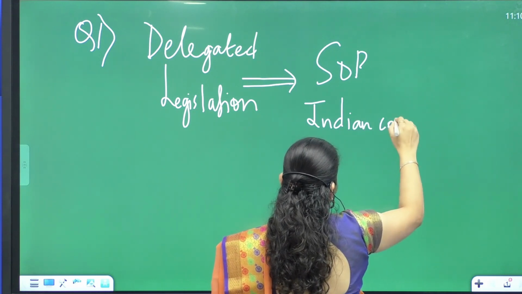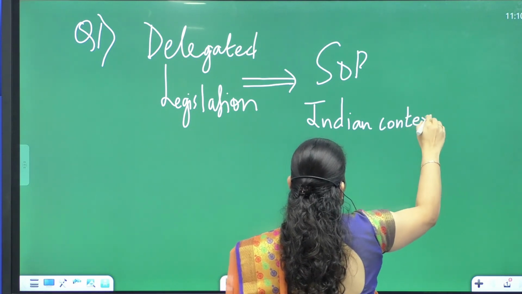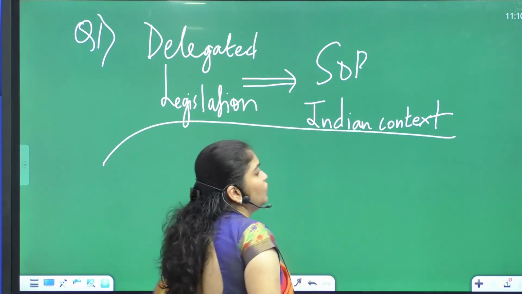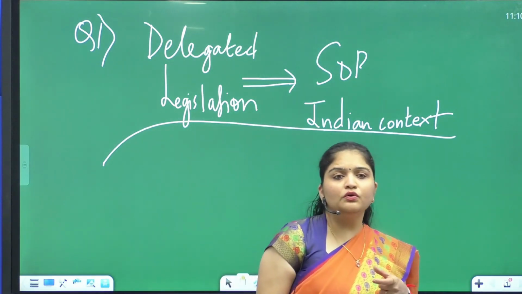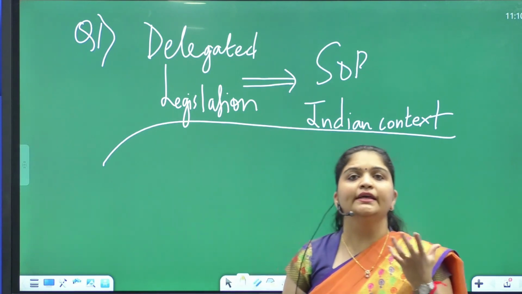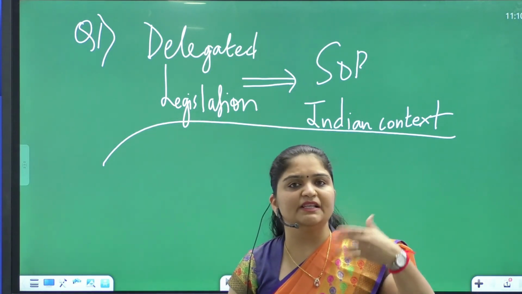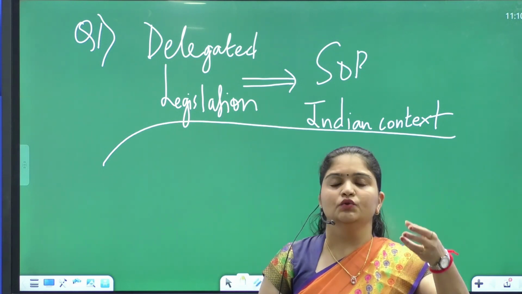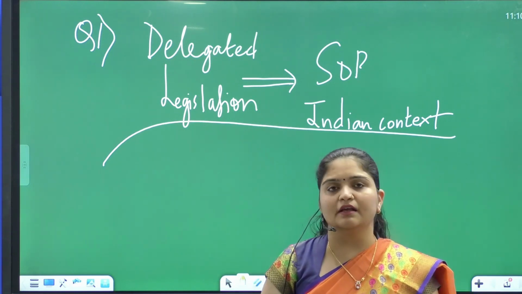Now many students don't have an understanding of these doctrines, why they originated, what the context was. If you don't know the context of origin, why did this happen, or why did the doctrine of basic structure come, then you will never be able to apply it properly, okay?